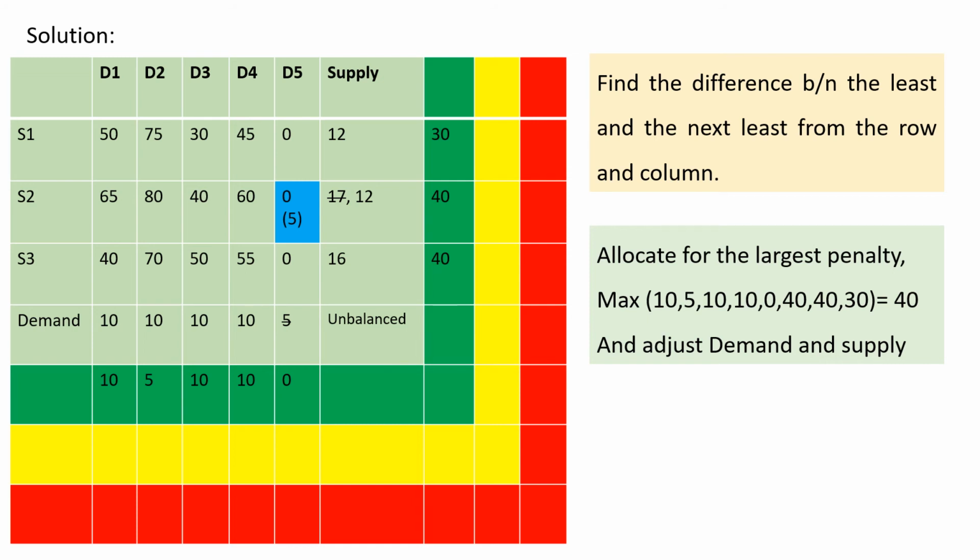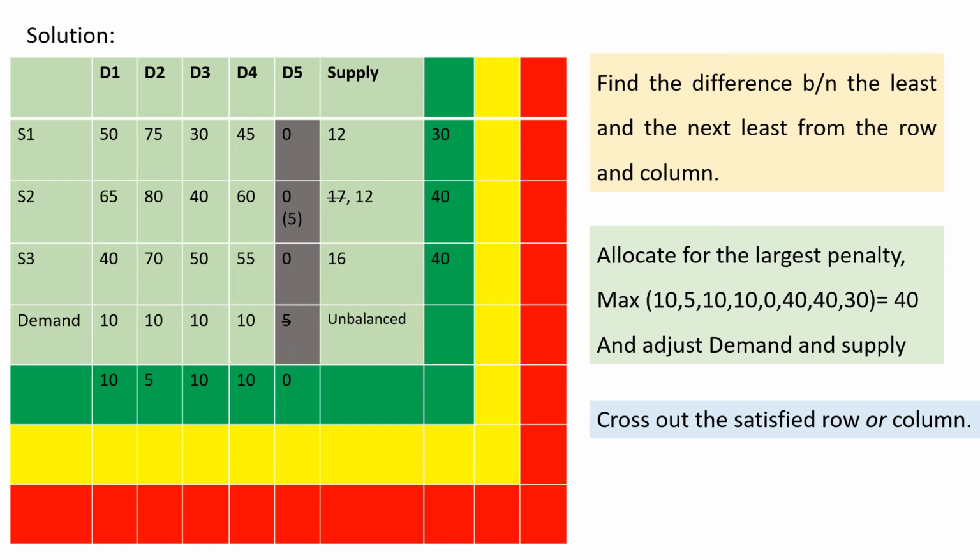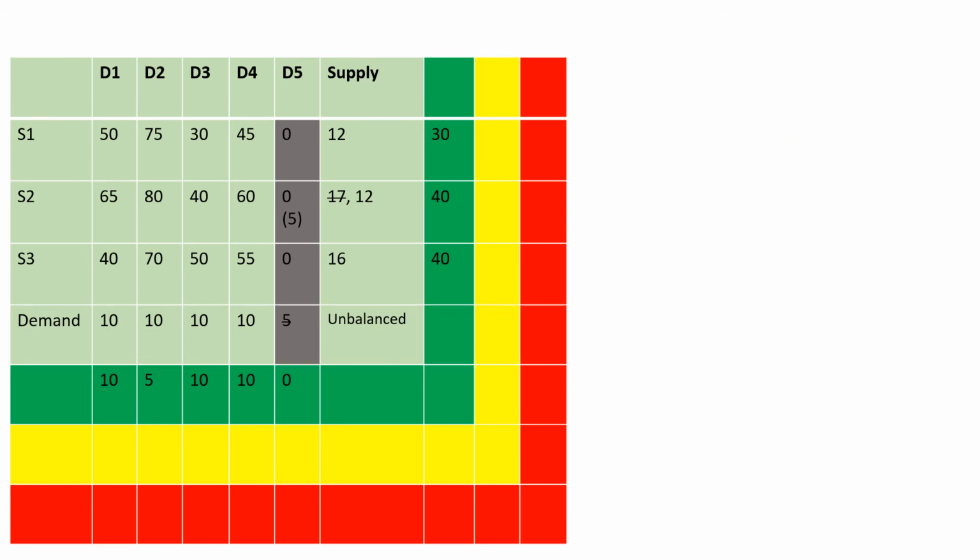So we have to allocate to that cell. And here we have 5, and here we have 17, so we have to allocate 5, and we cancel 5 here, and we subtract 5 from 17, and we remain with 12. And the next task is we have to cancel out the satisfied row or column, so we have to cancel the D5 column. D5 column is cancelled. Then the next task is to repeat the step again.